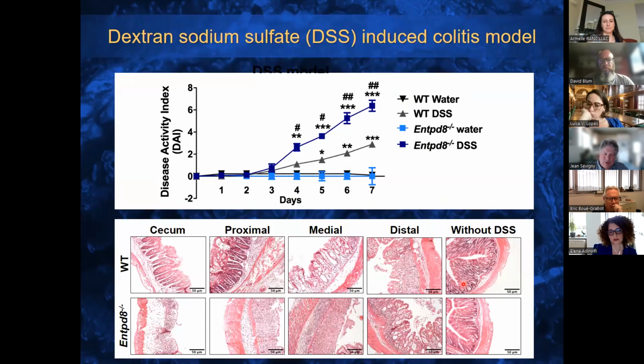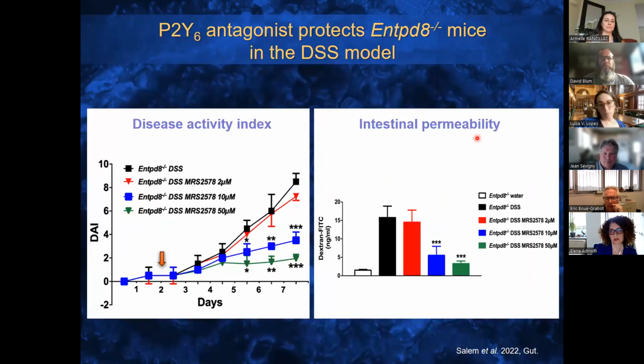And what we did, we generated knockout mice, and we found in the DSS model of IBD that the mice deficient for NTPDase8 are very sick. They have colitis and lots of inflammation, much more than a normal mouse, a wild-type mouse, compared to the control. Of course, when there is no DSS, there is no colitis. So these mice are very sick in the absence of NTPDase8.